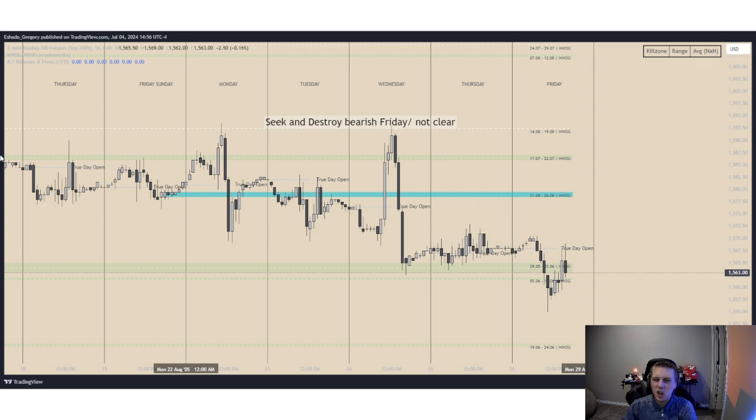I would say overall it's just not a clear weekly profile. It's not a clear weekly profile. You could maybe say it's a void profile. But yeah, this is the profile that we had that week.